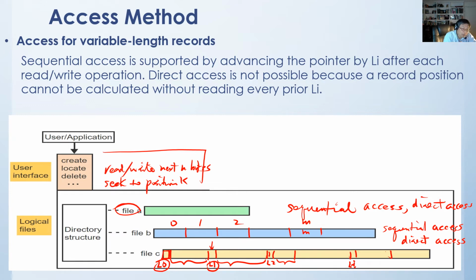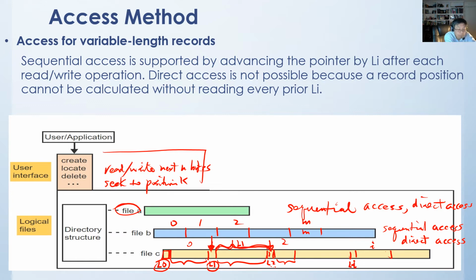Now, sequential access is supported by advancing the pointer by Li. For example, currently it's pointing to here. Now, what's the next position? You're going to move the length of L1 to the next position. So that's the second record, record 2. The first record is record 0, then record 1, record 2, and so on up to record I.